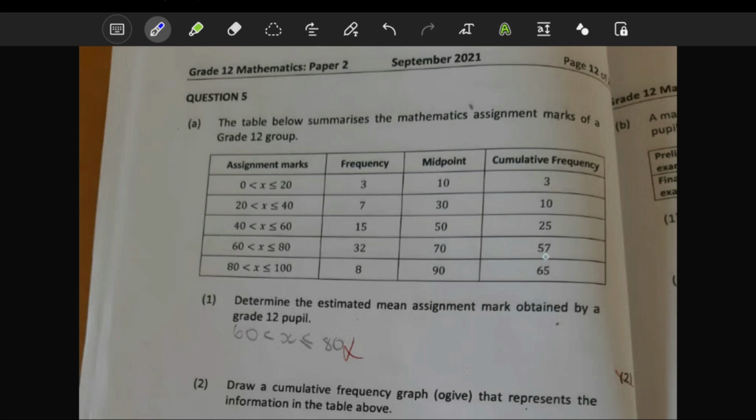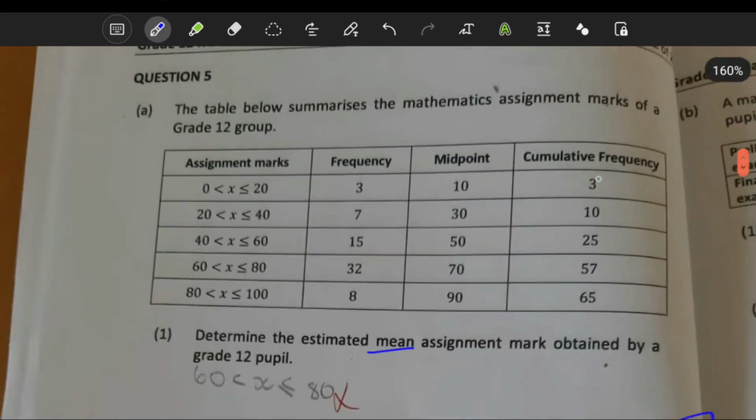And then cumulative frequency, you'll be adding these up. Like 3 is just 3. When you add 7, you get 10. When you add 15, you get 25. When you add this, you get this much. They say determine the estimated mean assignment mark obtained by the 12 group. The mean is the average. What you literally have to do to get the average is always say the midpoint times your frequency.